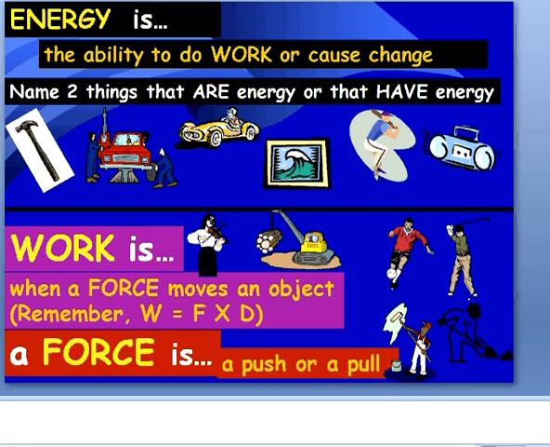So we've been talking about work, and you've done some schoolwork on the scientific definition of work. And remember, work, as far as the scientific definition, is when you have a force and you multiply it by the distance, and that actually gives you the amount of work that is done.